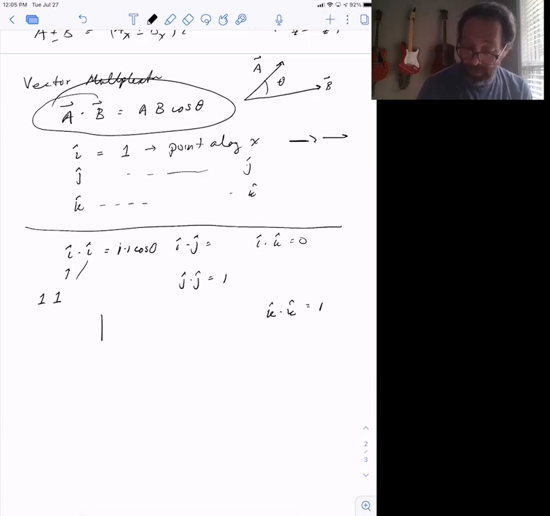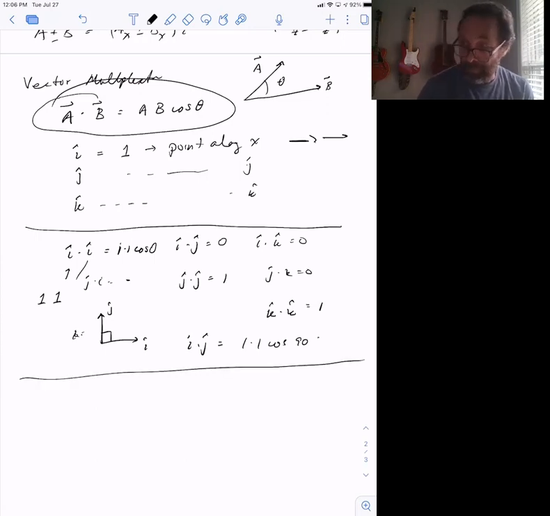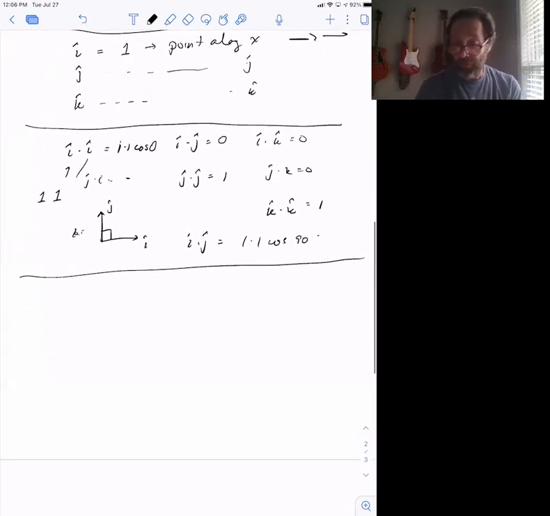But all the others will be perpendicular. Here's i hat, here's j hat, that's 90 degrees. So in this case, i hat dot j hat will be equal to 1 times the cosine of 90 degrees. And I think at this point, we know that cosine of 90 is 0. So all of these, j hat dot i hat and all of this chart, are 0. And I won't belabor the point by doing that all in great detail. That's why you have notes and you have a text.